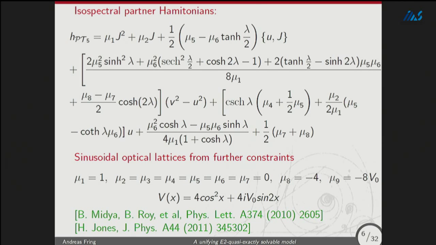And here's a particular example. So if you specify your constants even further for this one, the other ones are also in the paper, but as I said, I just want to use that to set the scene. If you set some of them to zero, mu one is just one, and these ones are also picked in a very, very simple way, you get a potential which has been studied also recently by other people. So this is just a special case of this very general scenario.